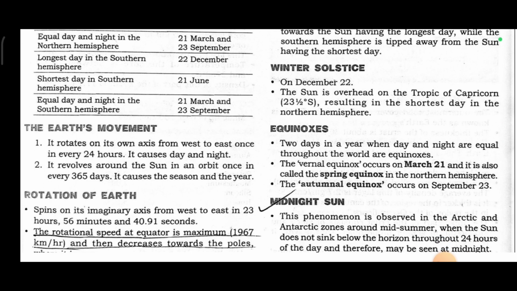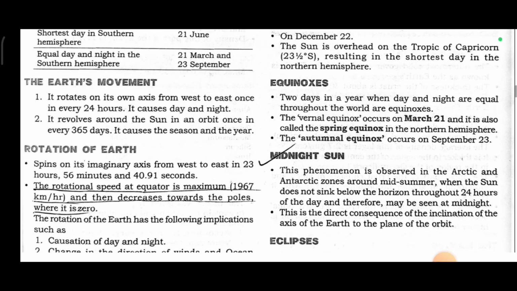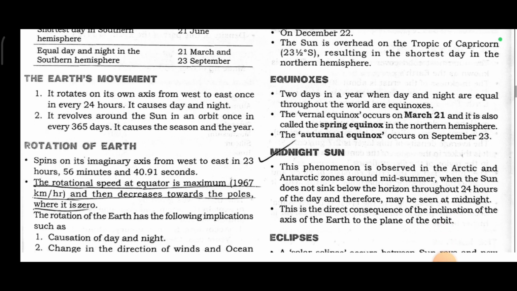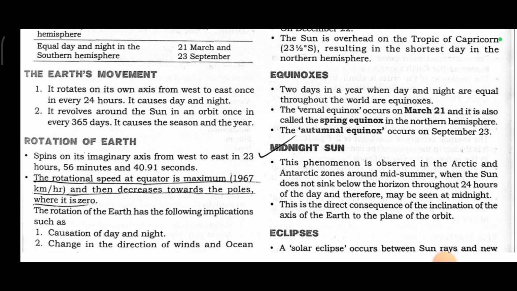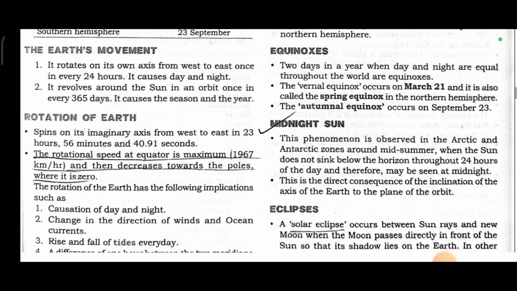The Earth's movement. It rotates on its own axis from west to east once in every 24 hours. It causes day and night. It revolves around the sun in an orbit once in every 365 days. It causes the seasons and the year.